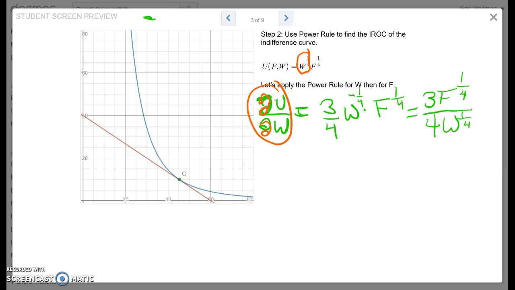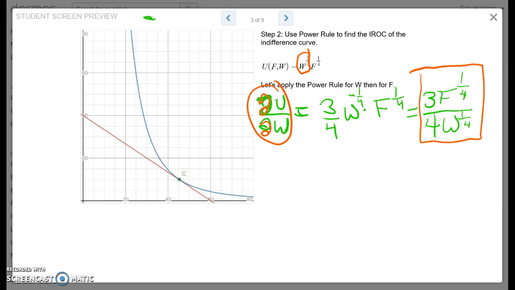So then I did a little bit of simplification. Now W has a negative exponent. It's W to the negative 1/4. So I just brought that down to the denominator. Remember, negative exponents, you can make them positive by moving the base down to the denominator. So that gave me the marginal utility of water is 3f to the 1/4 over 4w to the 1/4. This makes sense. The marginal utility of water is going to depend on how much food and water you've had.